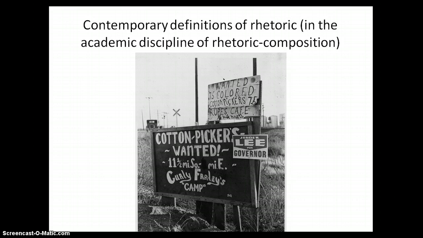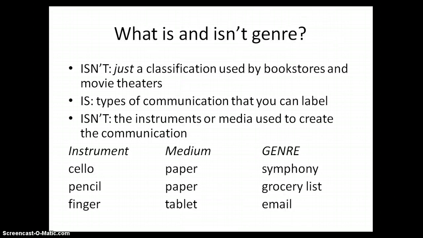So rhetoric, as I'm going to use it, isn't quite like you hear about it on TV. You hear politicians say, well, my opponent's rhetoric is misleading. In rhetoric composition, the academic discipline, we're interested in studying how text and context mutually inform one another. Alright, so genre is part of all of that. In order to understand that, though, we gotta understand what is and isn't genre, because I'm going to talk about it slightly differently than you've probably heard about it before.